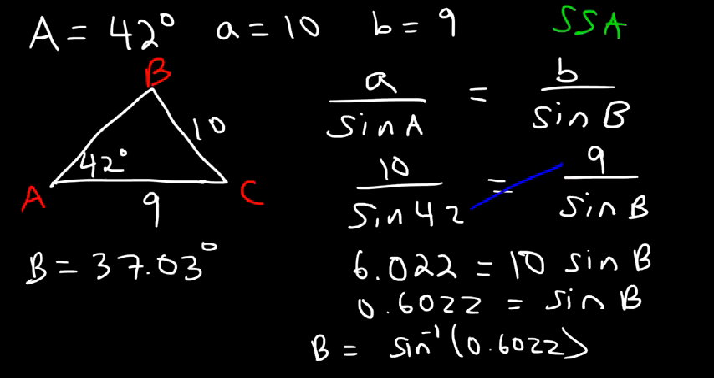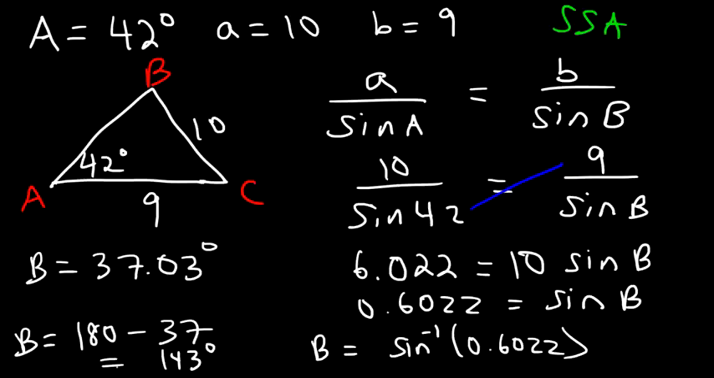Now, sometimes you may have more than one solution. Anytime you're using the inverse sine function, you need to keep in mind you may get two answers. The second answer, angle B, could be 180 minus 37.03. Let's just round it to 37, just to keep things simple, because 37.03 is very close to 37. So 180 minus 37, that's 143.